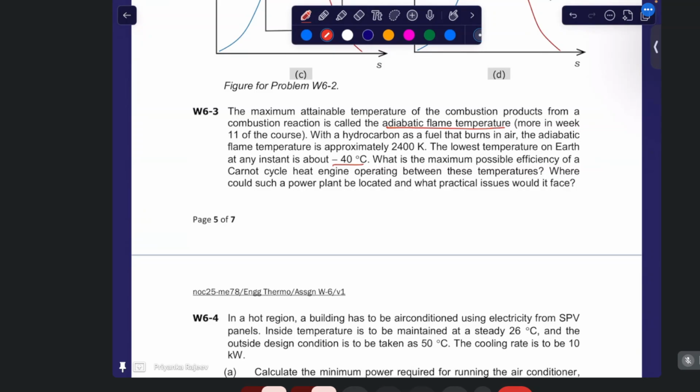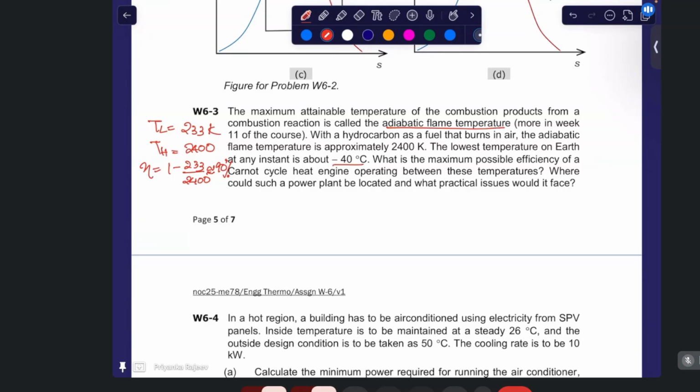Okay, very nice question. So maximum possible efficiency we can find from TL and TH, right? TL is around minus 40 degrees, 273 minus 40 it is 233 Kelvin, and TH they're saying 2400 Kelvin. So eta equals 1 minus 233 by 2400, which is almost 90 percent, because take it as 240 by 2400, so 1 minus 1 by 10 is almost 90. So 90 percent.